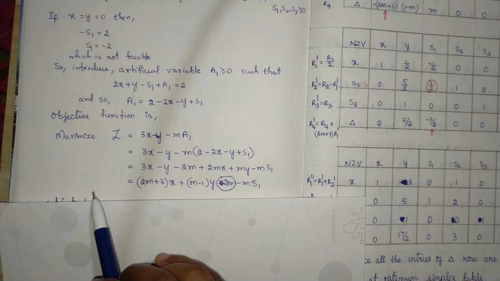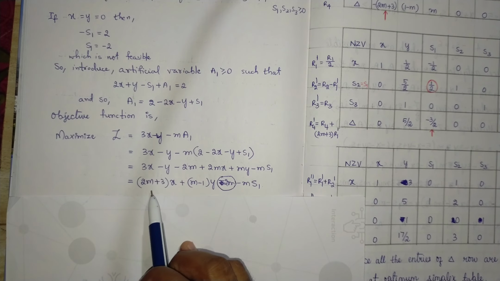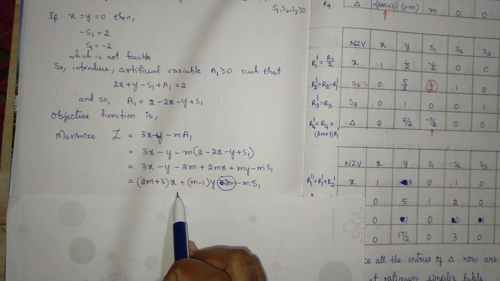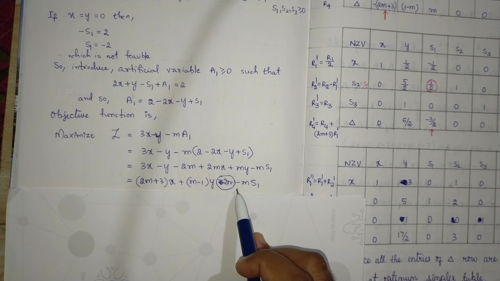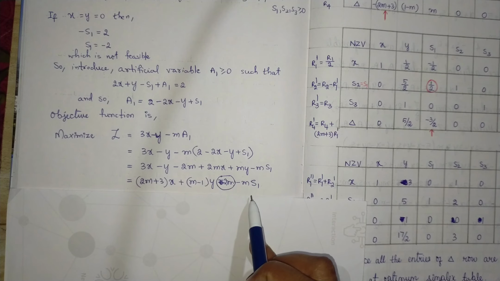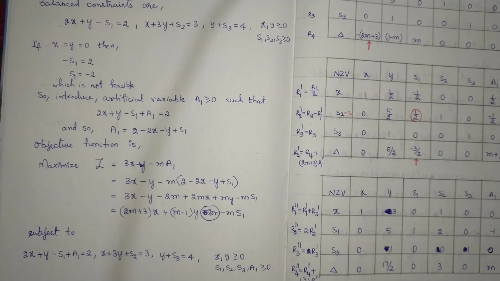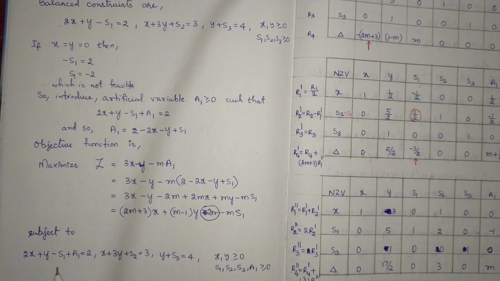On simplification we have the maximization of z equals (2M plus 3) times x plus (M minus 1) times y minus 2M minus M times s1, subject to these constraints. We have to consider 2x plus y minus s1 plus a1 equal to 2, x plus 3y plus s2 equal to 3, and y plus s3 equal to 4, where s1, s2, s3 and a1 are non-negative.